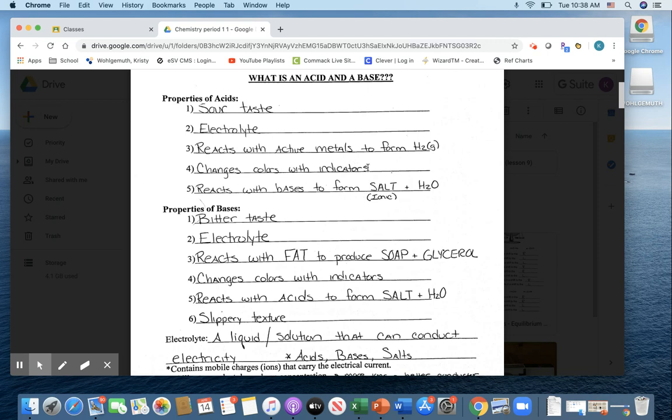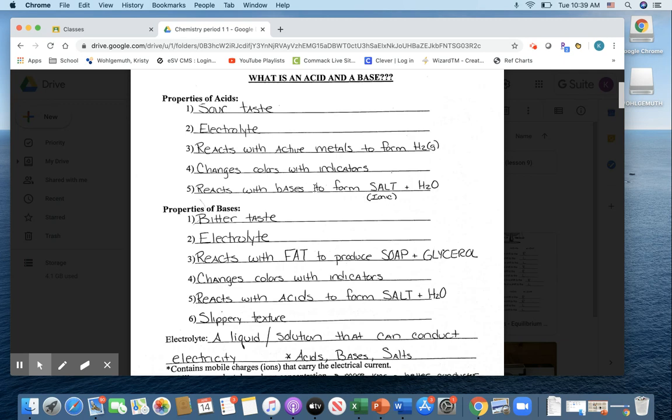Acids change color with indicators. Indicators, we will learn, are chemicals that change color depending on pH. So we'll discuss those later, but it's basically a little like a test strip or a solution that we add drops of to our unknown acid or base, and we get specific colors depending on the pH of that solution, of that acid or that base.